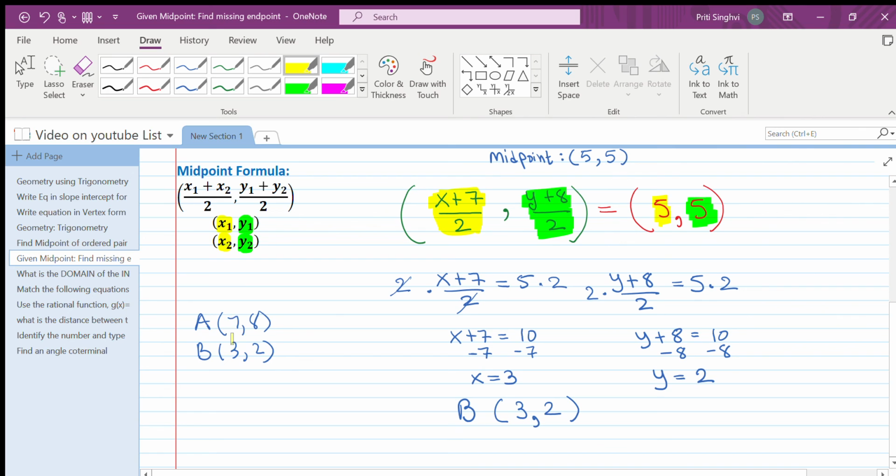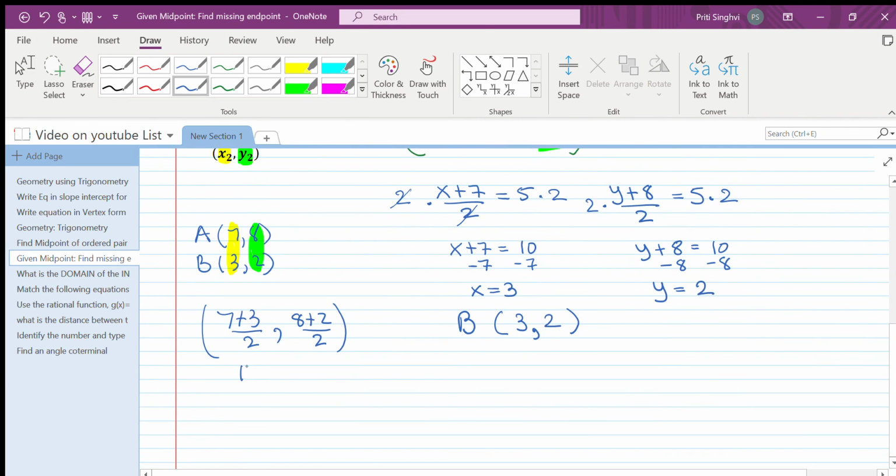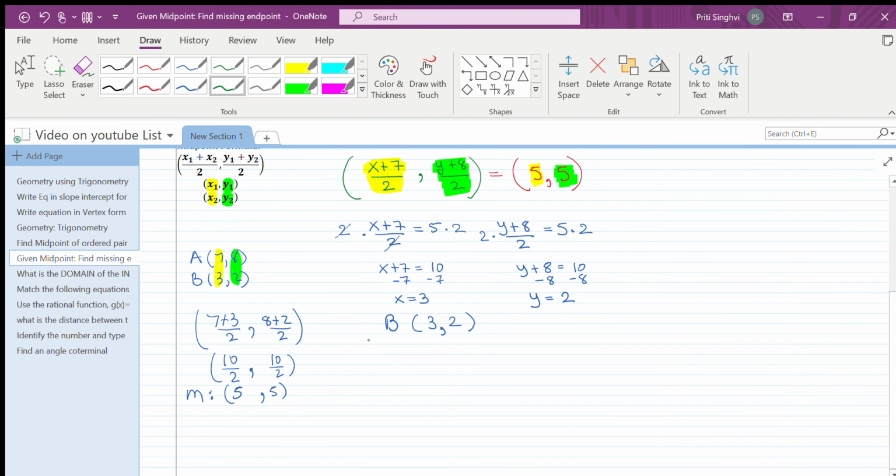We add up the two x values divided by 2 and we add up the two y values divided by 2. So let's check it. 7 plus 3 divided by 2 and 8 plus 2 divided by 2. 7 plus 3 is 10 divided by 2 is 5, so that one definitely worked. 8 plus 2 is 10 divided by 2 is also 5, so that did give us the midpoint that we started off with. So this will be our answer.